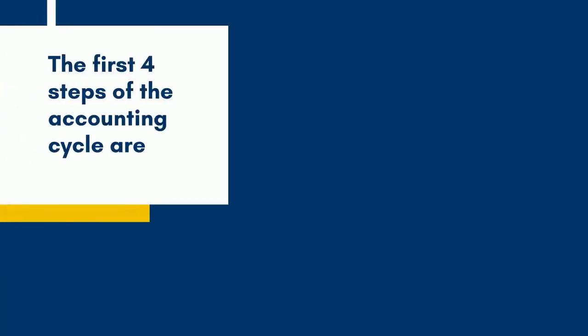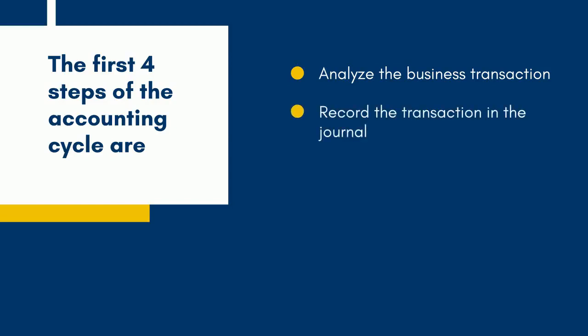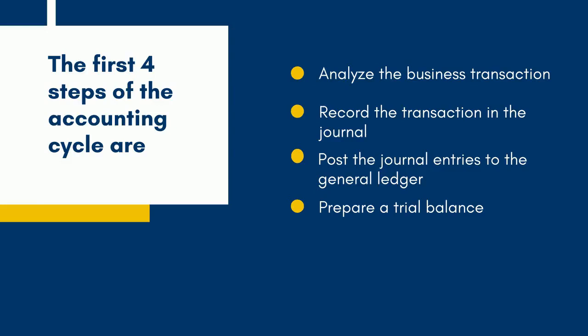The first 4 steps of the accounting cycle are to analyze the business transactions to determine which accounts to debit and credit. Then we record the transaction in the journal. From there, we post the journal entries to the general ledger and make a trial balance to determine if debits equal credits. The next step is to look at these accounts.